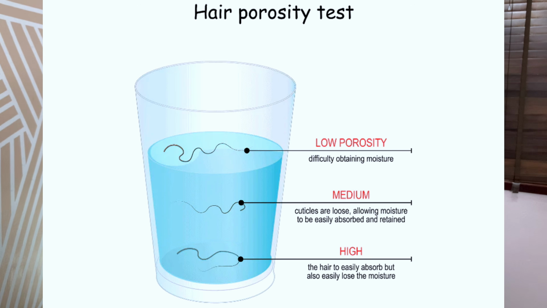If the strand floats at the top before sinking, you likely have low porosity hair. If the strand floats somewhere in the middle of the glass, you probably have medium or normal porosity hair. And if the strand quickly sinks to the bottom of the glass, you likely have high porosity hair. So that's the easiest test you can do.